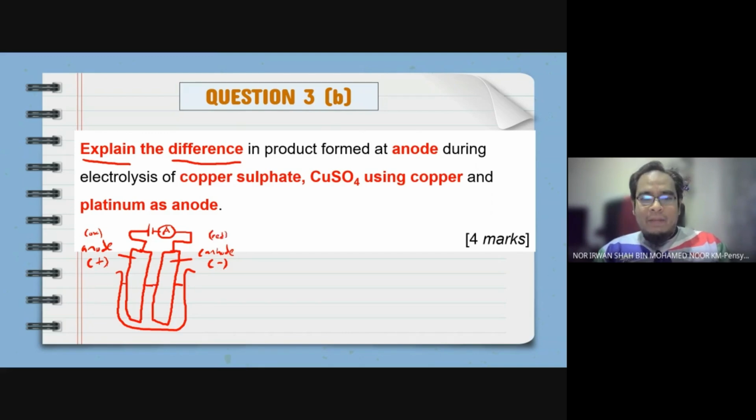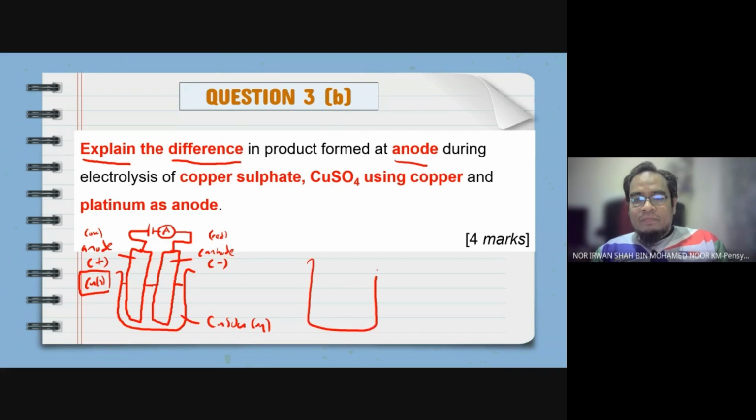Okay, jadi basically lebih kurang macam ni lah. Cuma apa yang kita nak buat dalam soalan ini, kita ada dua case kat sini. There are two cases here. Yang pertama, kita buat electrolysis of copper sulfate di mana anode adalah copper. Ini yang pertama. Ni guys, anode adalah copper. Okay, sel yang kedua, ni electrolyte samalah. So electrolyte adalah copper sulfate. Okay, the second electrolytic cell pula, saya lukiskan.